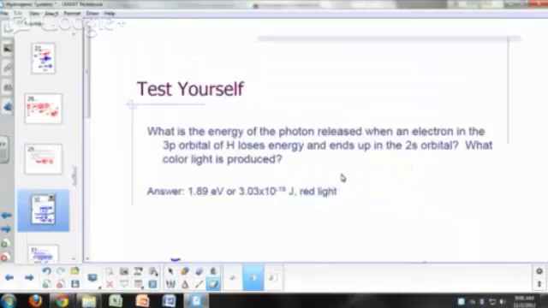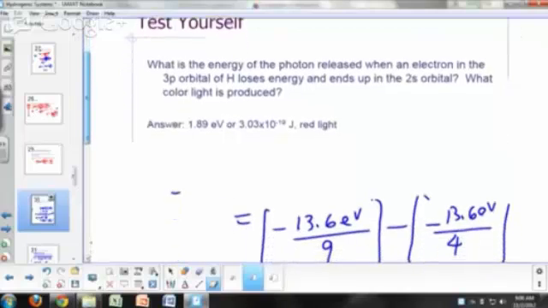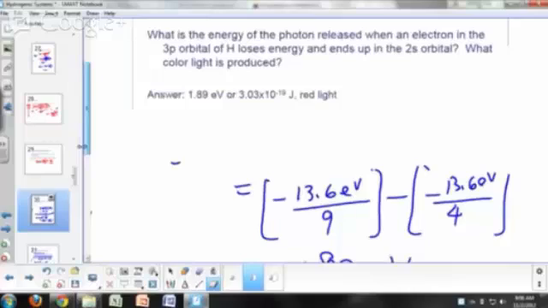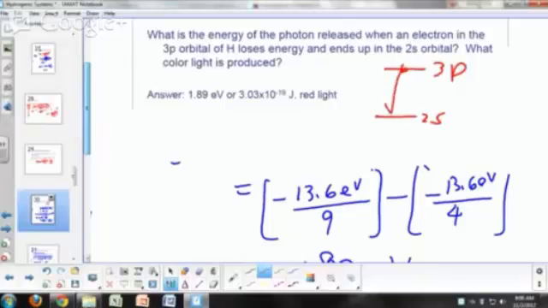What is the energy of a photon released when the electron in a 3p orbital of hydrogen loses energy and ends up in a 2s orbital? So you have an electron going from the 3p to the 2s. Okay, so your delta E for the electron is energy at the 3p level minus energy at the 2s level.